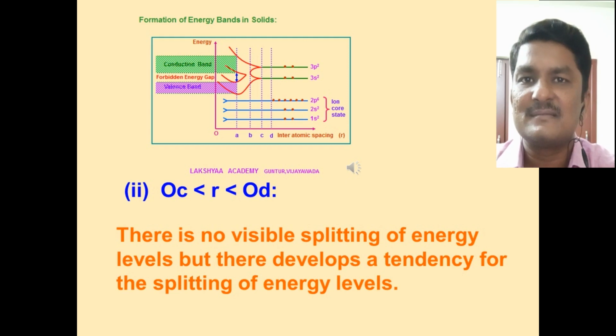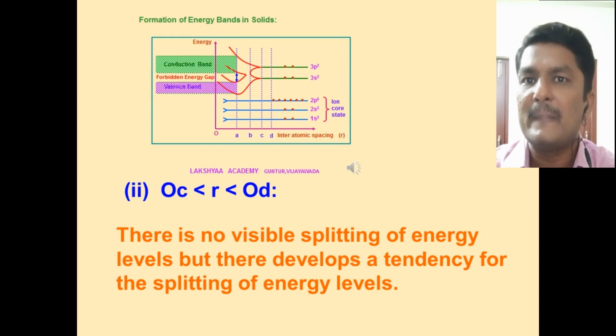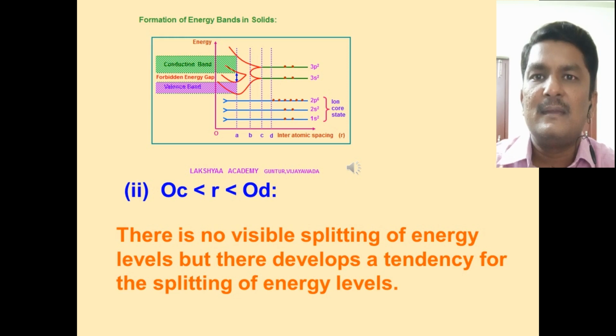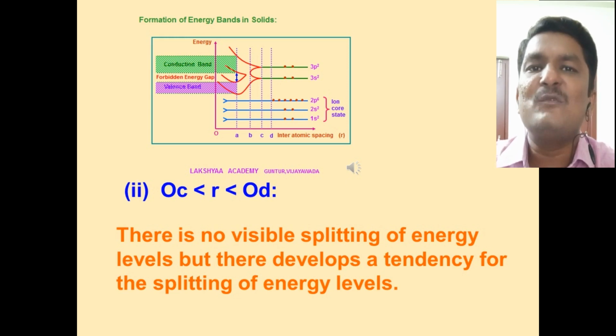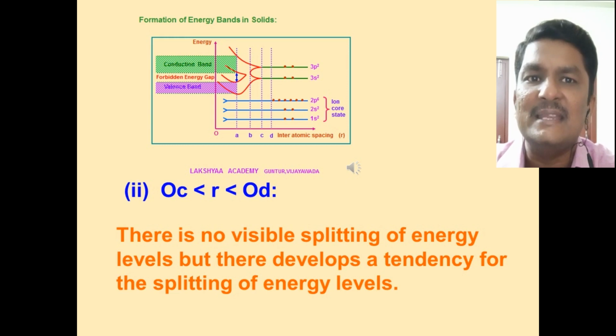The second case: R is in between OC and OD, that means OC is less than R, which is less than OD. Between OC and OD, if we observe the graph carefully, there is no visible splitting of energy levels, but there develops a tendency for the splitting of energy levels. There is no visible splitting, but there is a possibility of splitting of energy levels.